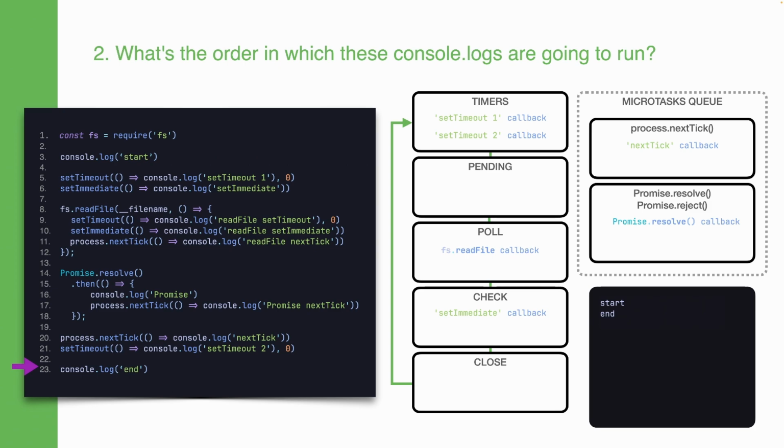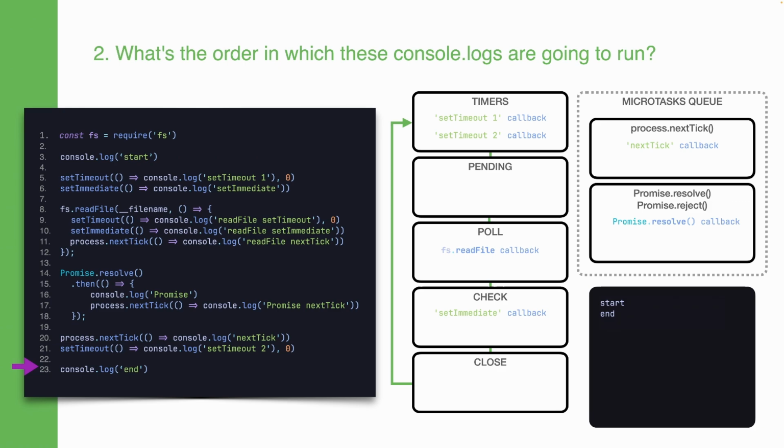Finally, console.log on line 23 is run, no callbacks this time, all synchronous code, so the word end is logged to the console right away. This concludes the initialization phase, i.e. requiring modules, registering callbacks for events, and running the synchronous code.